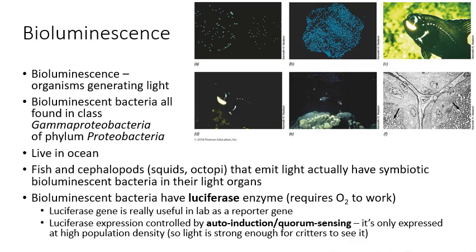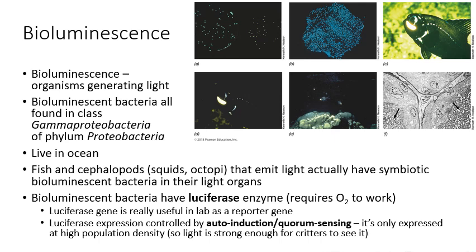Next we have bioluminescence. Bioluminescence means light that is generated by an organism. There's certain animals that we think about as being bioluminescent, like certain fish, but actually those fish are not bioluminescent. Instead, they're living in symbiotic relationships with bacteria that are bioluminescent.